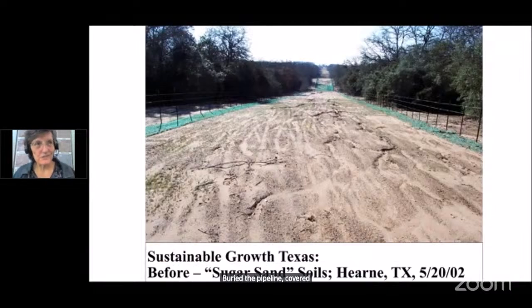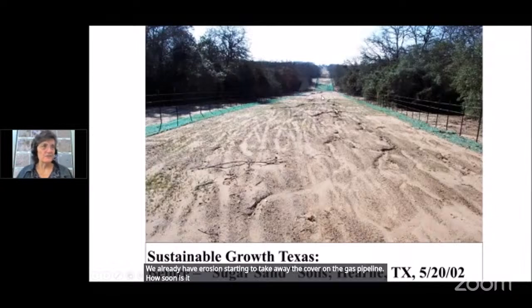But this is sugar sand. This blows with the wind. This is after the first rainfall on this area after they covered. And look at what's happening already. We already have erosion starting to take away the cover on the gas pipeline. How many rainfalls do we have to have before this gas pipeline becomes uncovered?